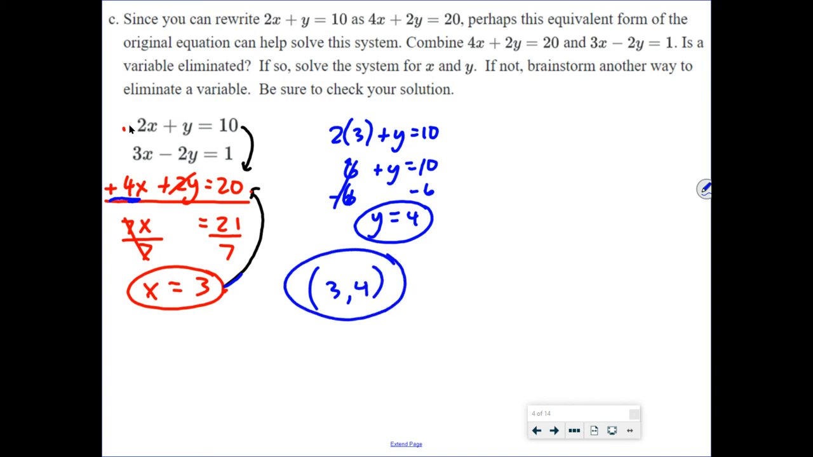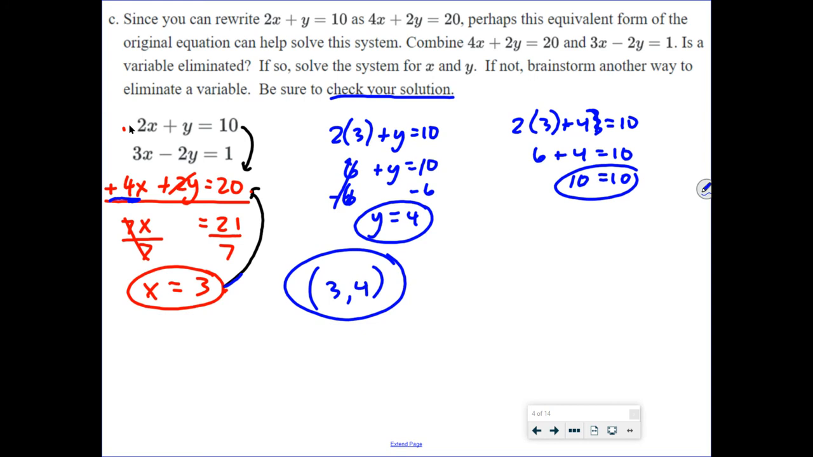And it doesn't say, oh, yes it does. You should have checked your solution. I almost messed up there. So again, I've got to go back to my original equation. So 2 times 3 plus 4 equals 10. Oh, I don't know why I did that. 6 plus 4 equals 10. Yep, 10 equals 10. Then I plug it into my second equation.